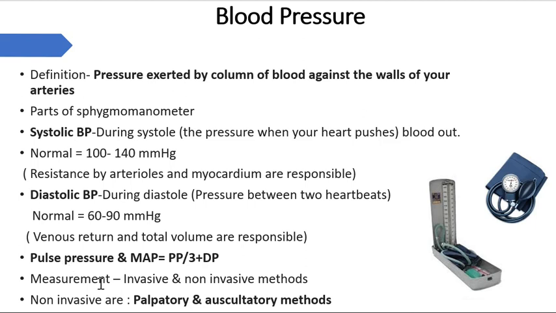Then the measurement part. Blood pressure is measured either invasively, like in an intraoperative setting, where we insert a cannula directly into the artery. Non-invasive methods we dealt with in the physiology practical: the palpatory and auscultatory methods. With the palpatory method, we can't assess the diastolic value. We palpate the artery with our finger and inflate the cuff. Auscultatory is done with a stethoscope.